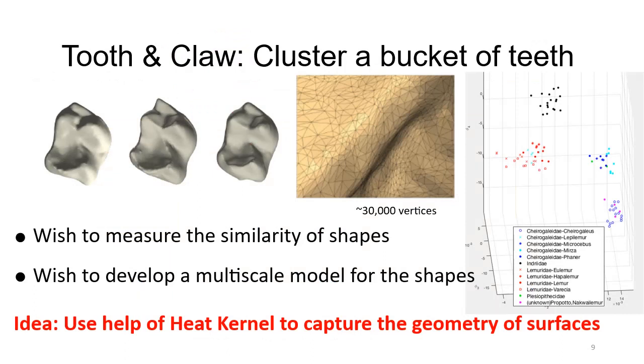Here is another example in biology. We have a collection of digital teeth from lemurs. What we want to do is measure similarity of the shapes, so we can talk about the species of these lemurs and develop a model for the shapes. The idea here is again to use the heat kernel to capture the geometry of the surfaces.